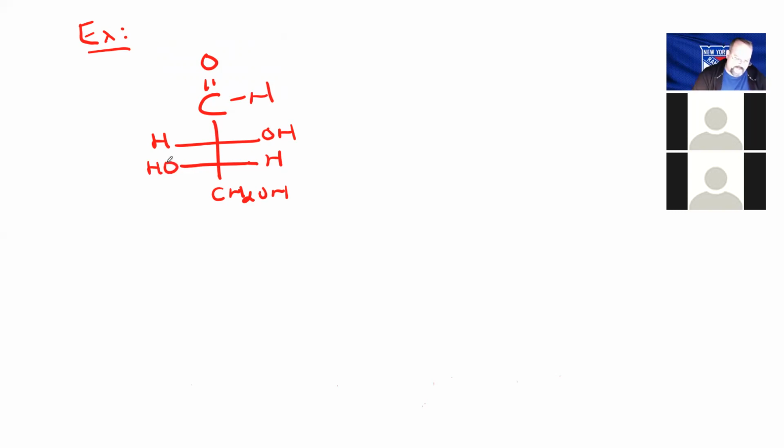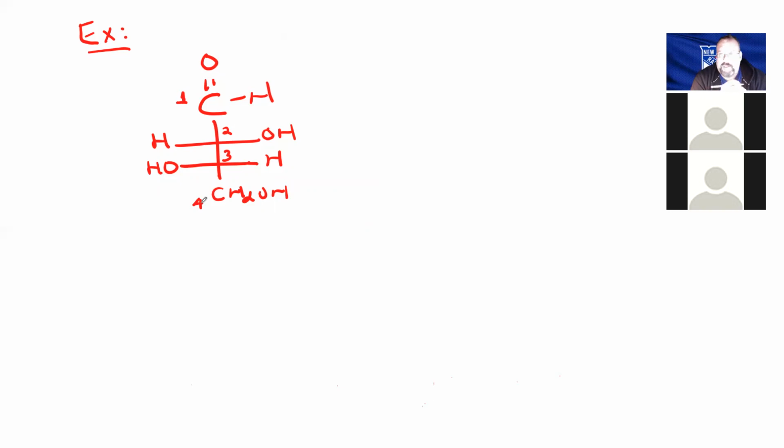Suppose we had the following Fischer projection. Okay, so the most highly oxidized group is towards the top, and the carbon chain is written vertically. Well, let's see, how many carbons do we have total? We can even number them to help: 1, 2, 3, and 4. So we've got a 4-carbon chain. What terminology should come to mind? It would be a tetrose.